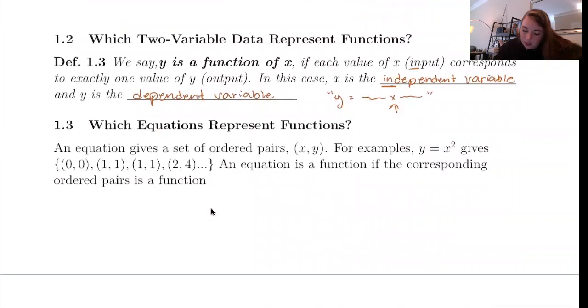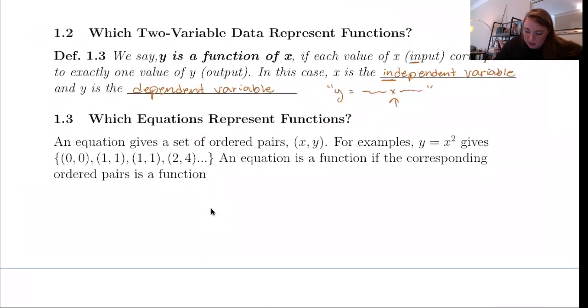So an equation gives a set of ordered pairs, and we usually call those x, y's, right? So for example, y equals x squared would give us the set of these ordered pairs. When x is 0, y equals 0. When x is 1, y equals 1. When x equals -1, y equals 1. When x is 2, it equals 4. When it's -2, it's also 4, and so on. So we see these two inputs have the same output. But again, that's allowed. That's fine.